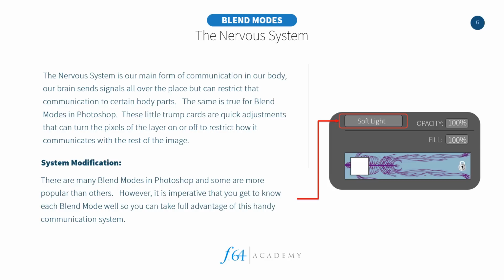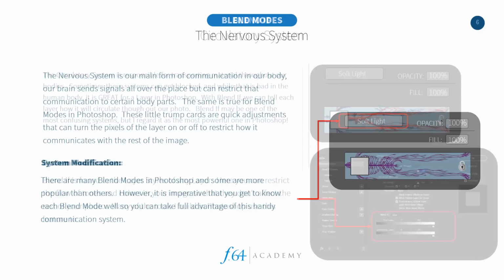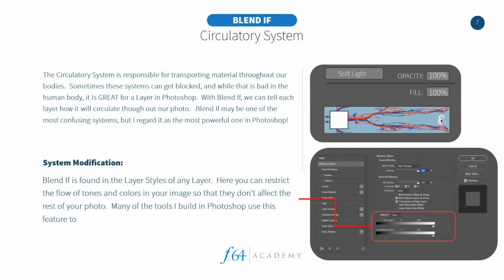Before I understood blend modes, I would do a lot of work on my photos, and then I found out about blend modes, and what I noticed was that I could use one layer with one blend mode combined with even opacity and fill, and I could do what essentially 5 or 6 layers would do normally on my layers palette to keep things clean and also keep them non-destructive. The nervous system here, or the blend modes, are imperative for you to understand in Photoshop. The next system is the circulatory system, or blend if.